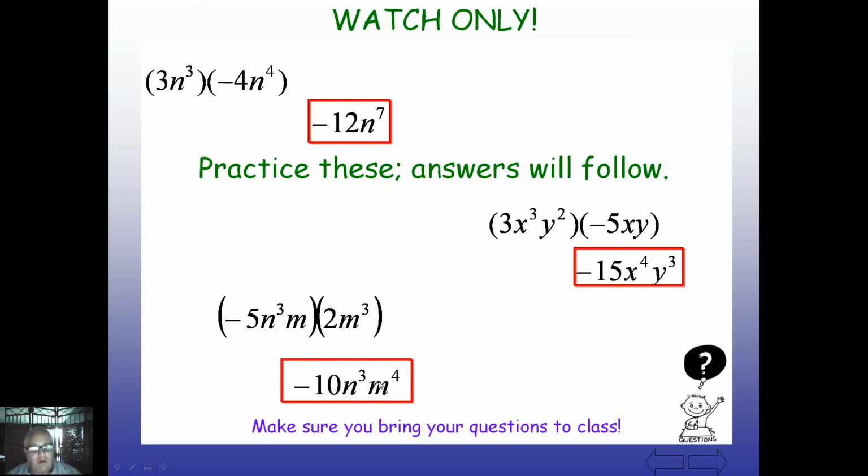If you didn't get those, go back and double check. Make sure that you counted up the letters properly and you multiplied the coefficients. And if you're not sure, make sure you bring that to class when we see each other next time.